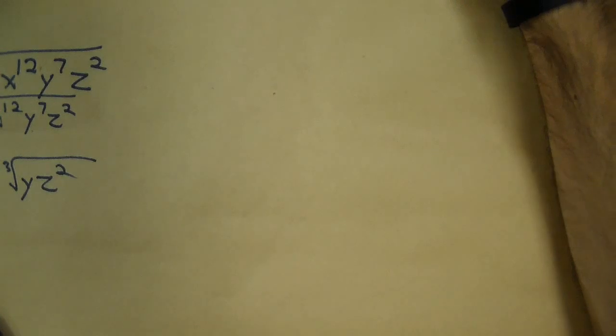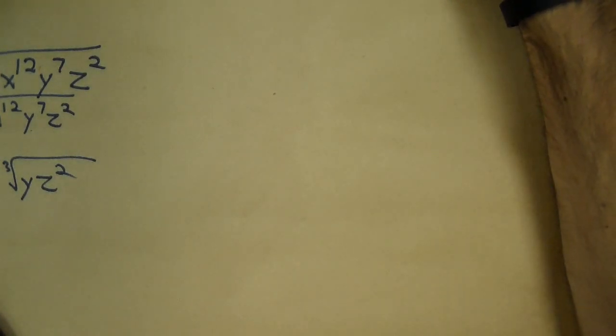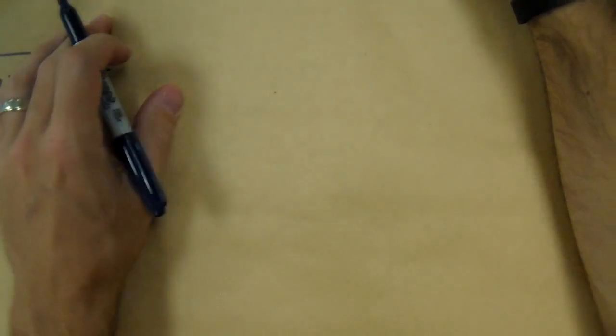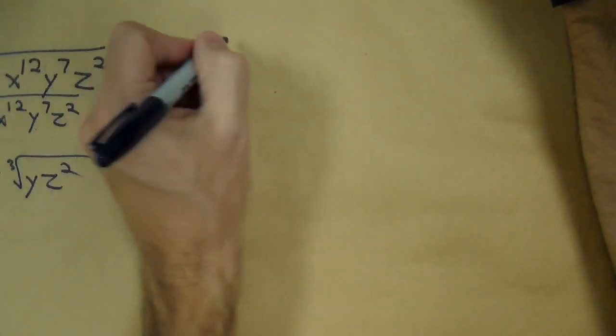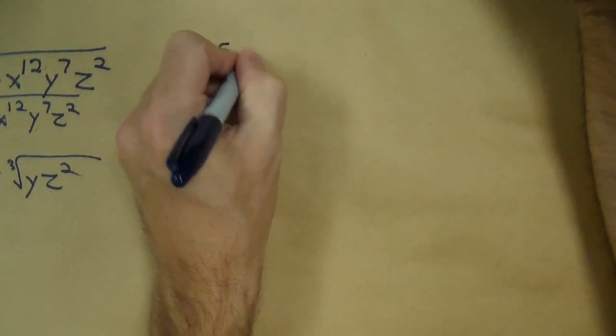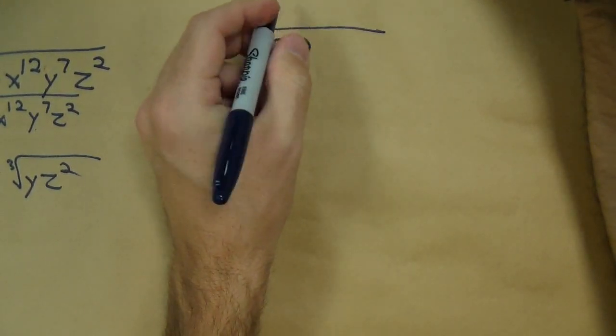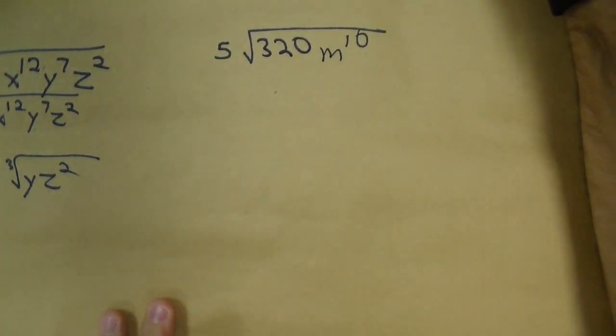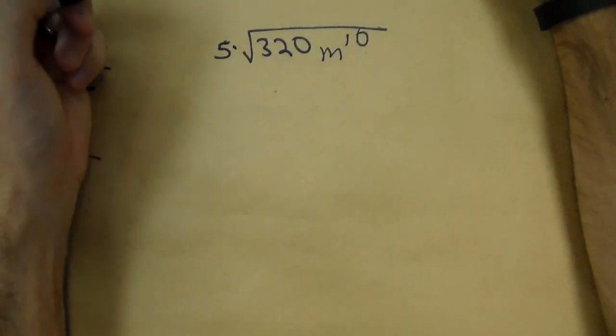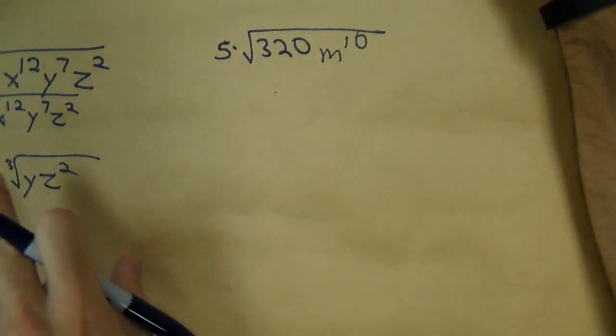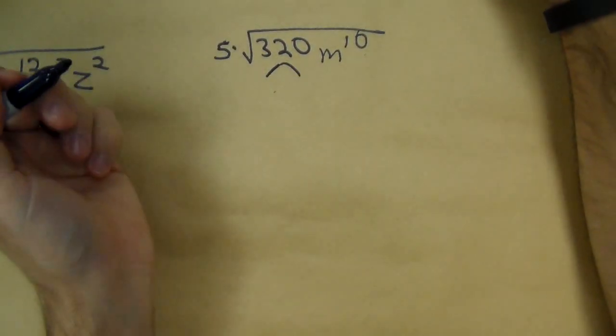Now let's look at one more here. Let's do something like 5 times the square root of 320 m to the 10th. So it's square root again. Now this 5 out in front is just like a coefficient. I'm multiplying by 5. Whatever I do and take care of here, I'm just going to multiply by 5 on the outside. So let's start looking at factors of 320.